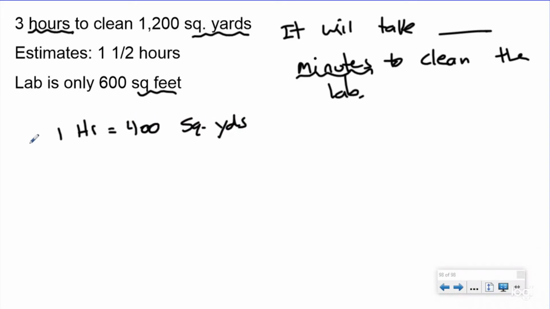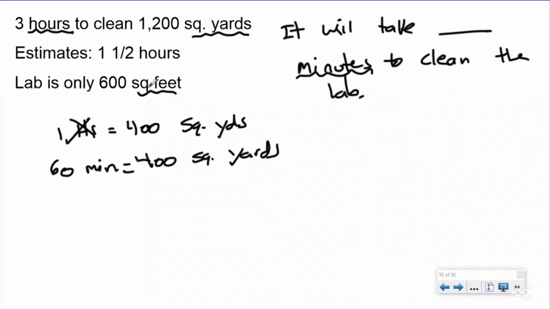It's always easier for me to work with a unit ratio. Really, what this is is a ratio, but some of us don't have that knowledge yet, so I'm going to try to avoid using that terminology. So now I have 1 hour, and 1 hour is really easy to turn into minutes because that is going to be 60. So in 60 minutes, the man can clean 400 square yards.